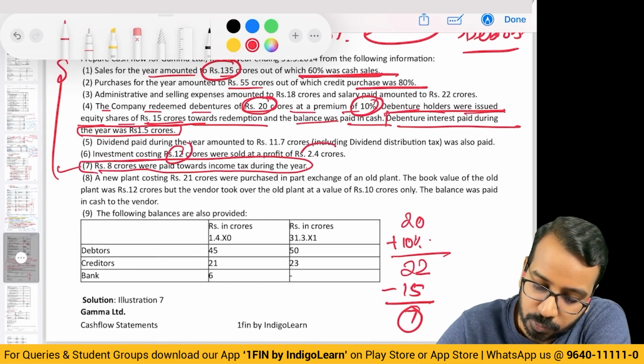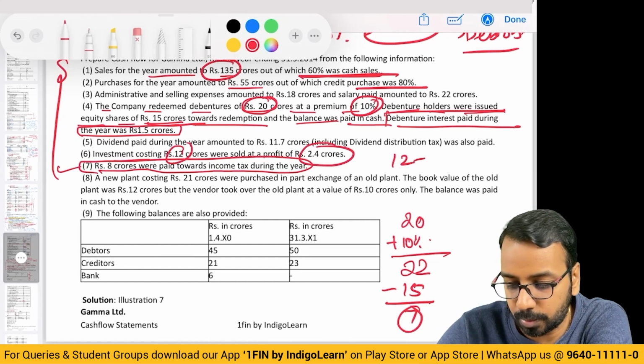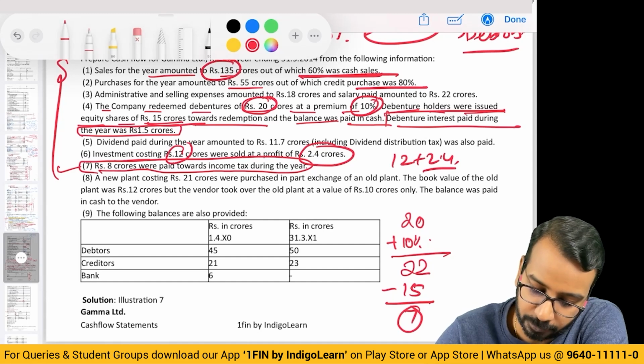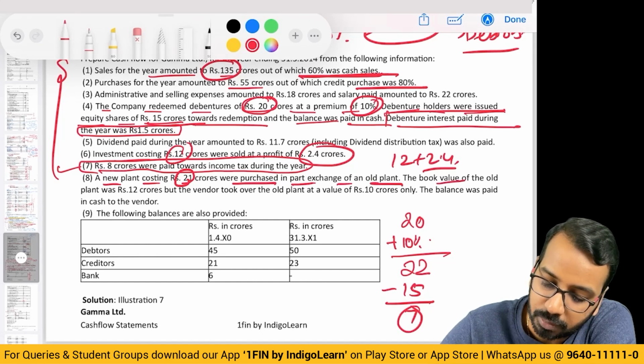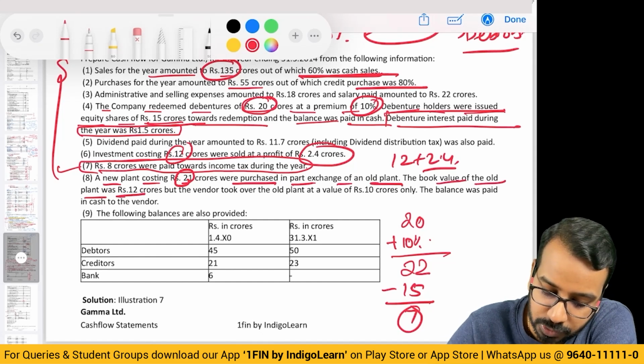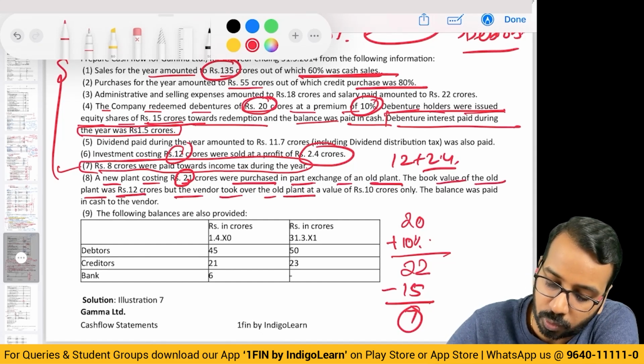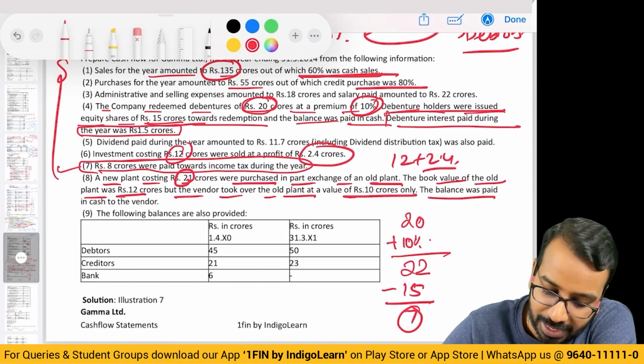Investment costing 12 was sold for 2.4 crores profit, so 12 plus 2.4 directly. A new plant costing 21 crores was purchased in part exchange of an old plant. Book value of the old plant was 12 crores, but the vendor took over the old plant at a value of 10 crores. Balance was paid in cash.